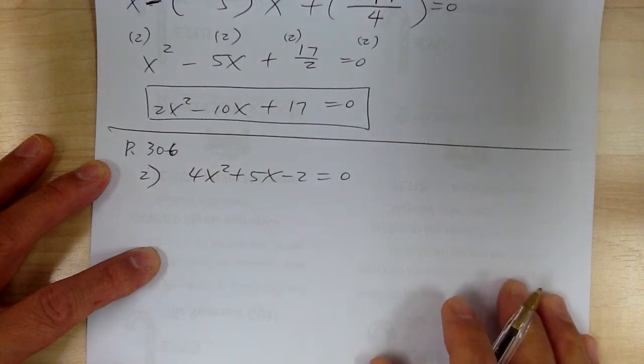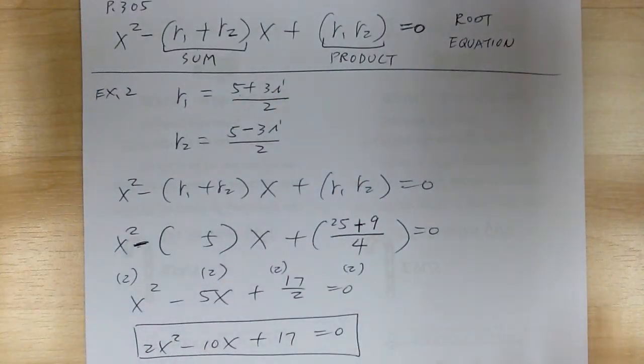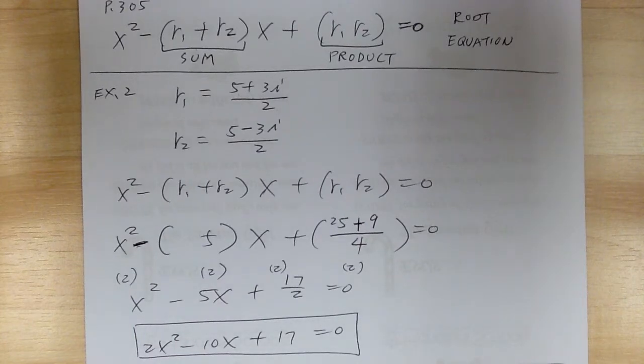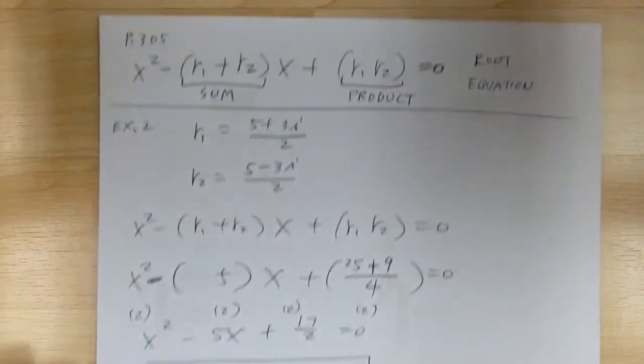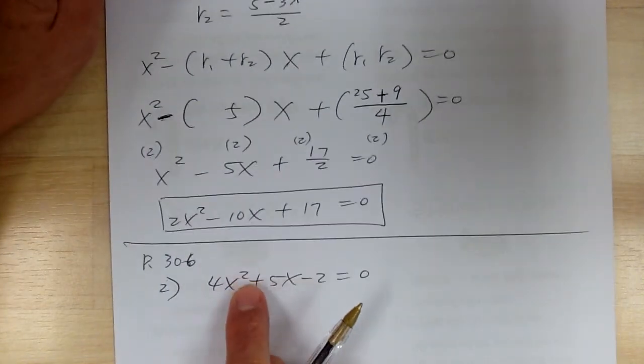The instruction says give the sum and the product of the roots of each equation. If you don't know these, then you have to solve the equation, get the two answers, then add the two answers together to get the sum and multiply the two answers together to get the product, right? But because you know the root equation, you don't need to do that anymore. All you have to do is match these two together.